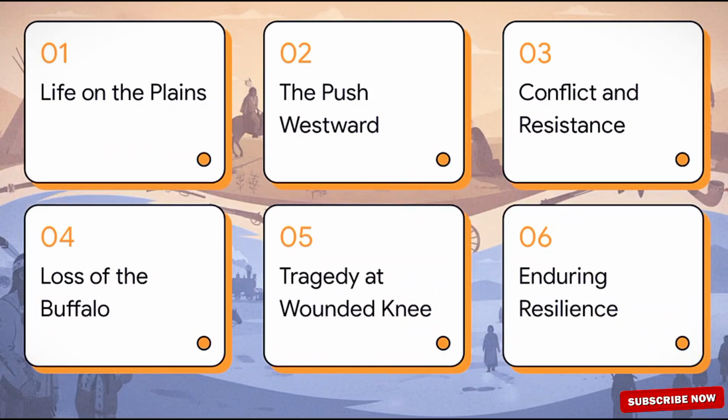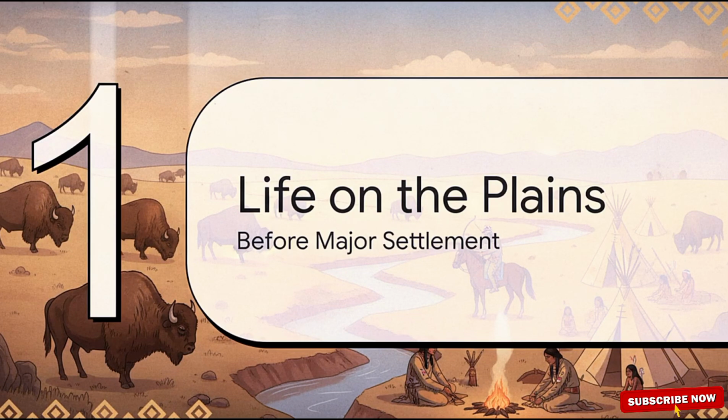Here is how we're going to break all of this down today. 1. Life on the plains. 2. The push westward. 3. Conflict and resistance. 4. Loss of the buffalo. 5. Tragedy at Wounded Knee. And finally, 6. Enduring resilience. Let's jump right into Section 1, Life on the Plains Before Major Settlement.